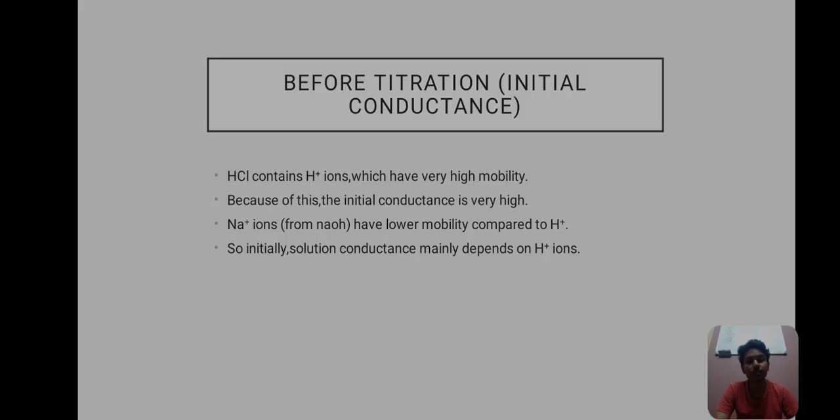Before titration. Before starting the titration, the conductance of HCl solution is very high because H+ ions have the highest mobility. The initial conductivity mainly depends on the presence of H+ ions.